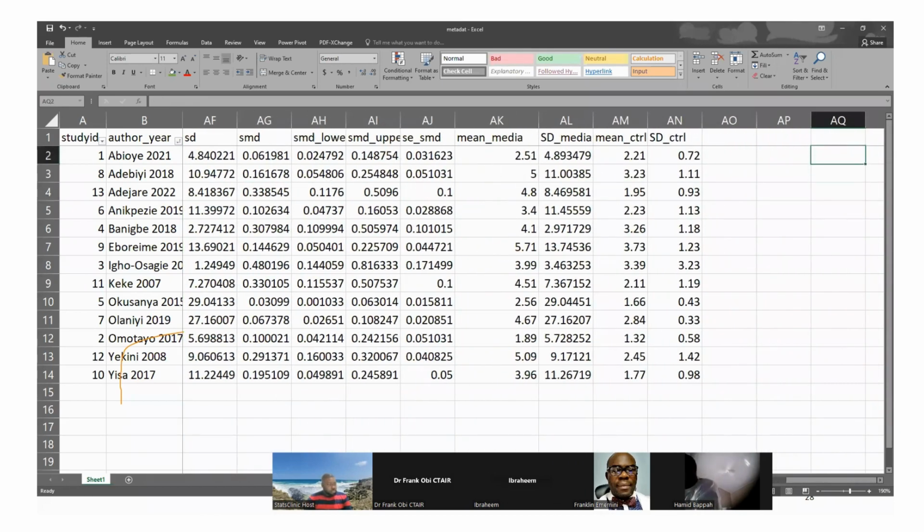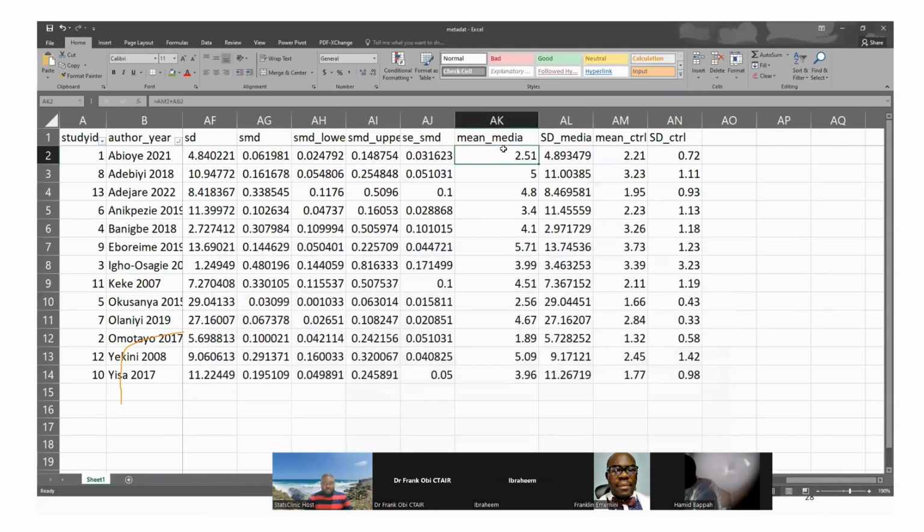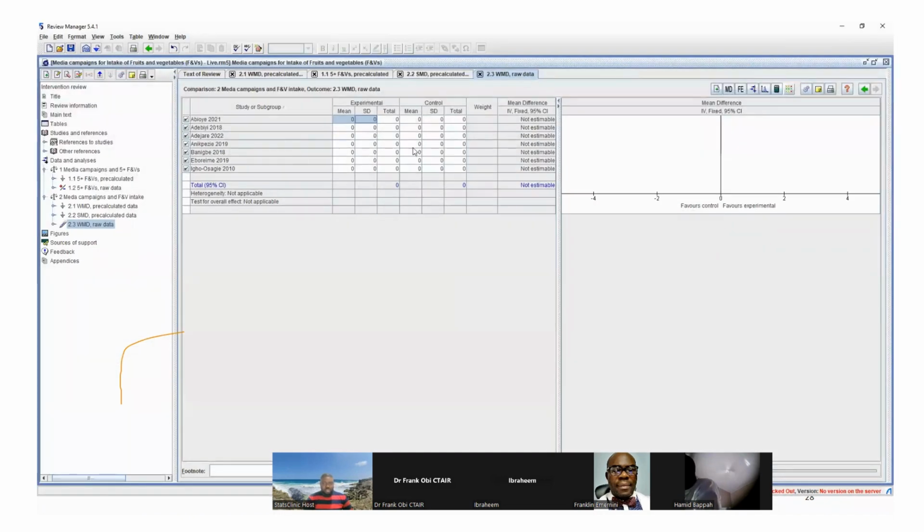All right. Again, the first thing you need is the mean and the standard deviation. So this is the mean for the experimental arm, the standard deviation. This is the mean for the control arm, the standard deviation. Okay. And so you select all these, you paste it in Revman. So if you only had these and their ends, you'll be fine. You don't need the pre-calculated. You know, these are just alternative approaches.